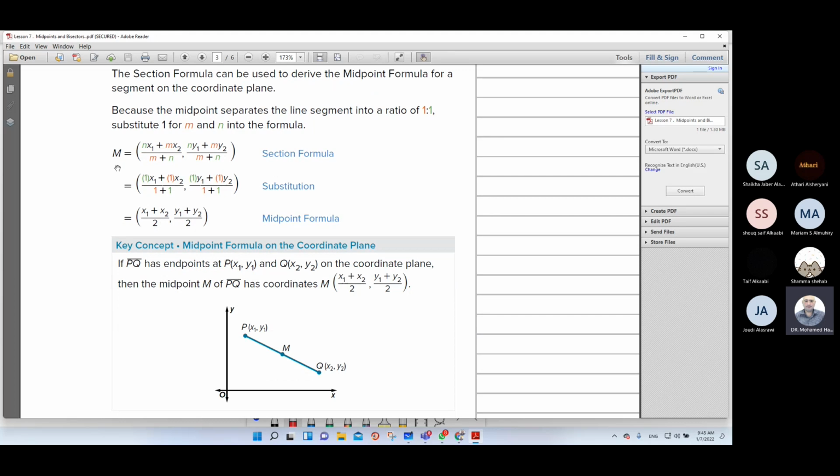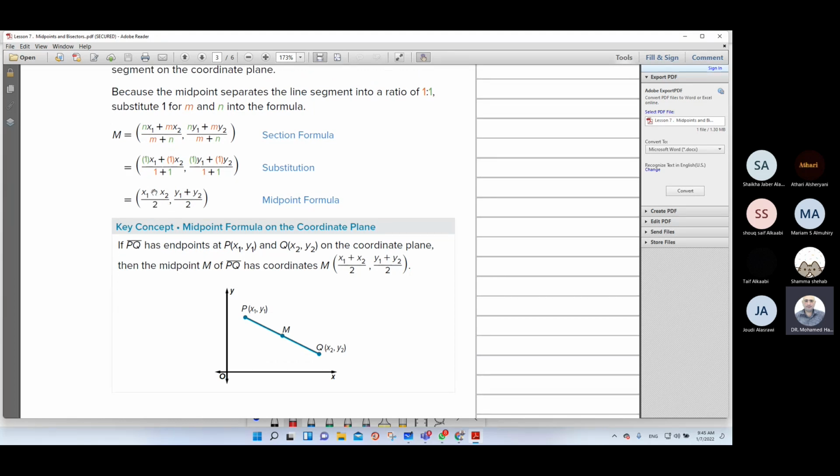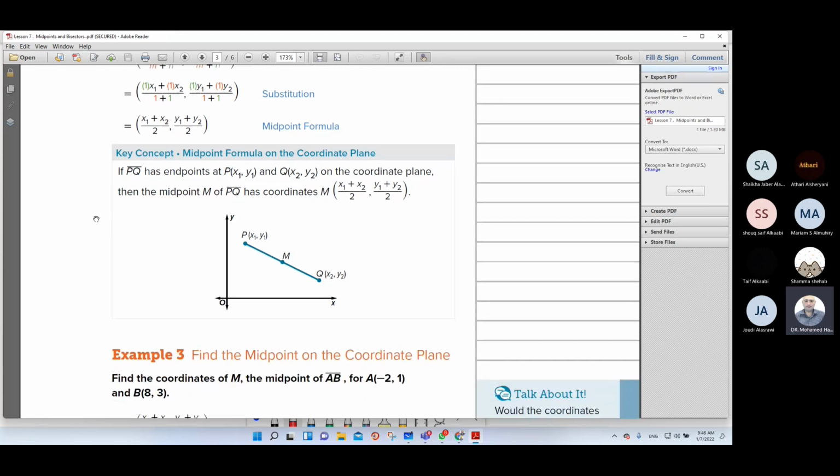The midpoint, when you have a coordinate plane, you can use this rule directly: x1 plus x2 divided by 2, and y1 plus y2 divided by 2. Suppose you have this segment BQ with endpoints B(x1, y1) and Q(x2, y2), and in the middle the midpoint M on the coordinate plane. Then the midpoint M of segment BQ has coordinates, using this formula, (x1 plus x2 over 2, y1 plus y2 over 2).